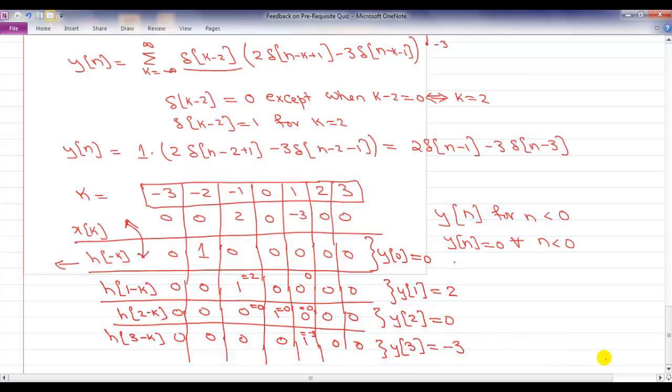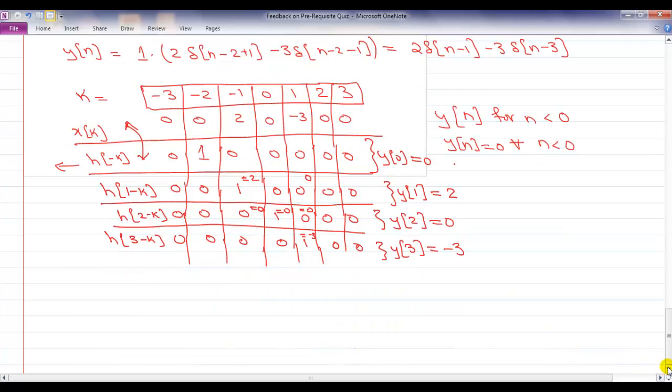Now, I could try asking what happens after y of n for n bigger than 3, but you can see that if I slide this any further to the right, the only non-zero in this h of n minus k is now farthest to the right, so it will never get multiplied with a non-zero. So we know that for all n greater than 3, y of n will be equal to 0. So what do we get?